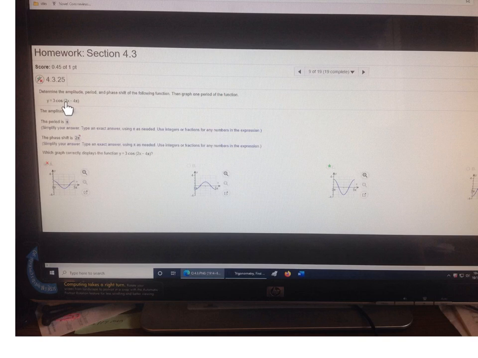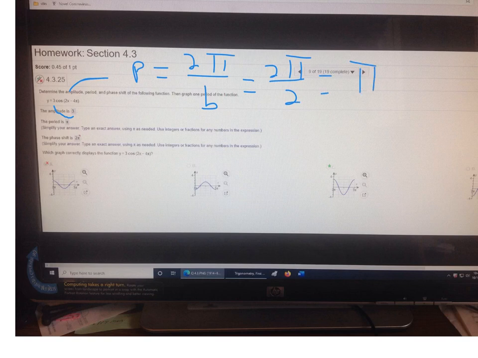To find the period, you take 2 pi and divide it by the coefficient of x. So the amplitude just came from there. To find the period, you take 2 pi and divide it by b. In this case, b is 2, so 2 pi divided by 2, the period is pi, which you seem to have answered correctly. Just take 2 pi and divide it by b.